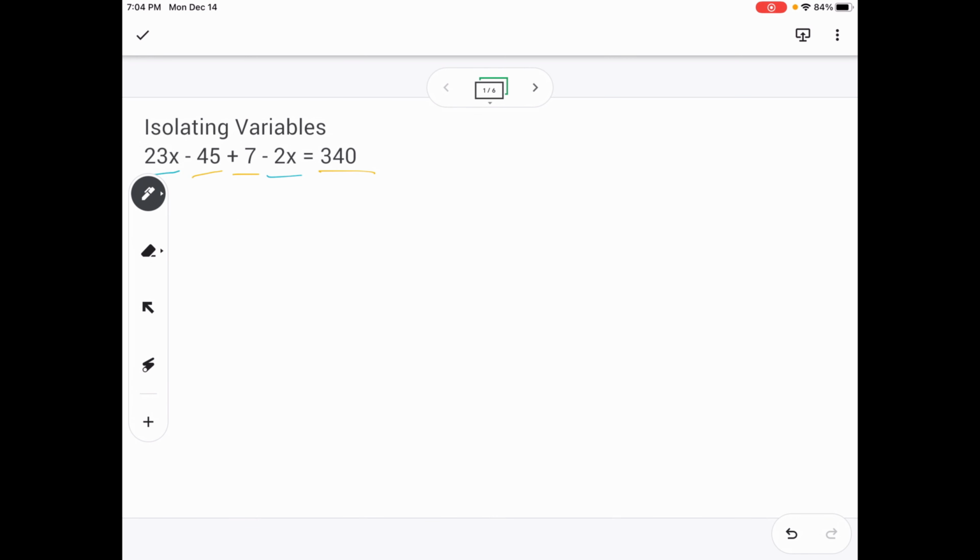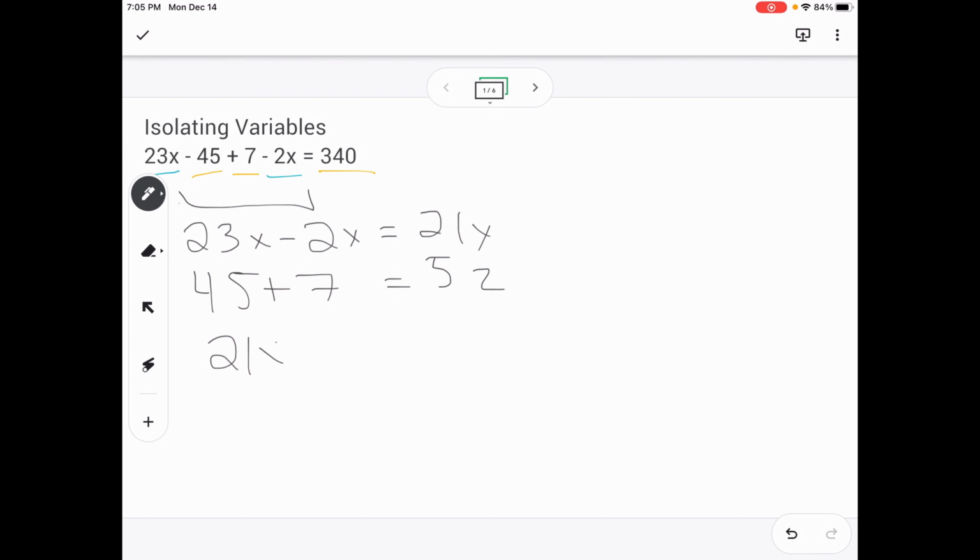I've always given the strategy to my students to try and simplify the equation first before isolating a variable. So on this side here, we can simplify and combine 23x minus 2x as well as 45 plus 7. This gives us 21x. This gives us 52. Now that we have that information, we can put it right back in here. So our new equation is 21x minus 52 equals 340.